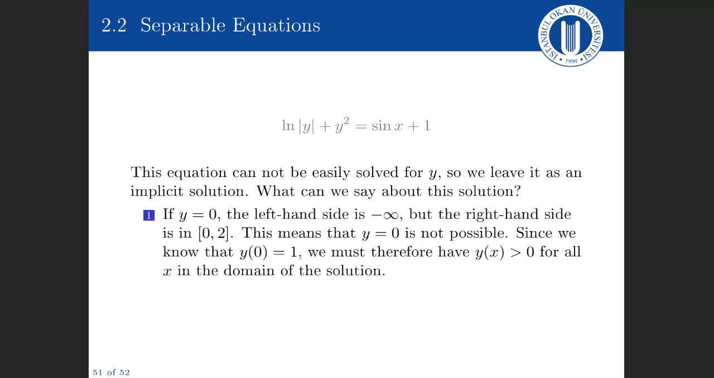What can we say about the solution? We can say that if y is equal to 0, then the left-hand side is minus infinity because of the logarithm term, but the right-hand side is between 0 and 2. This means that it's not possible for us to have y equal to 0. We know that y of 0 is equal to 1. So we know that the function is strictly positive at least 1 point. We know that the solution will be continuous. That means that y must be strictly positive for all of the x in the domain of the solution.